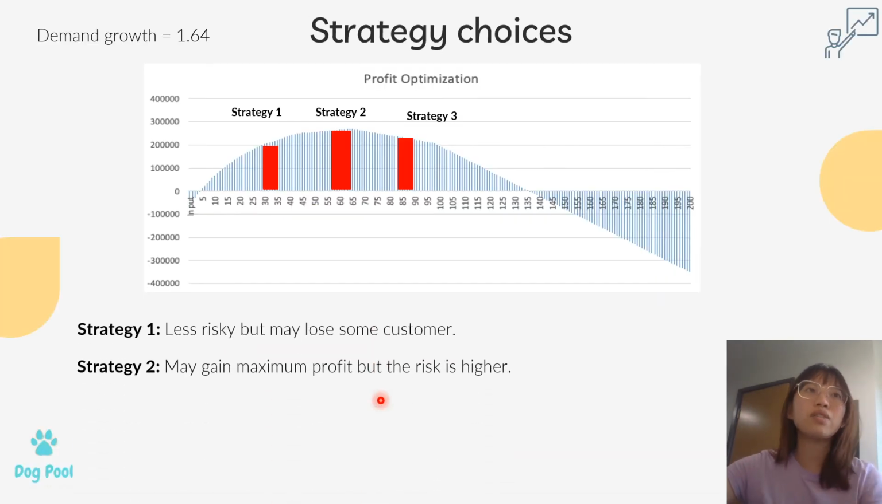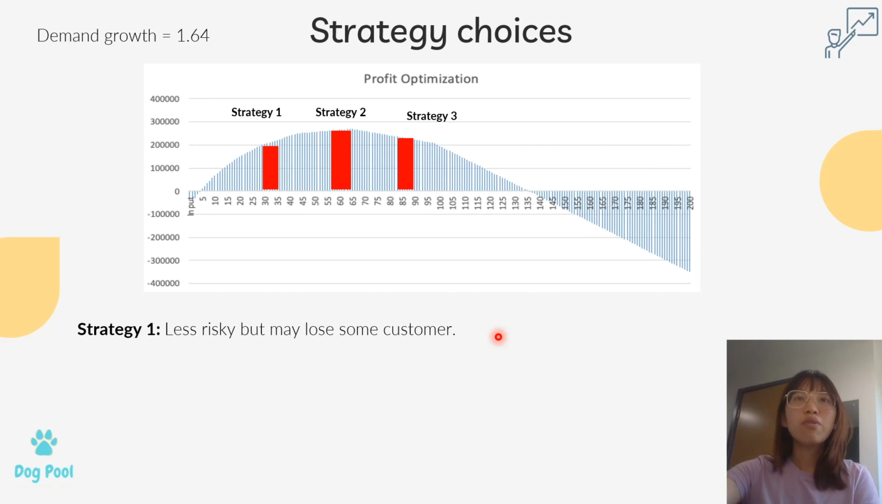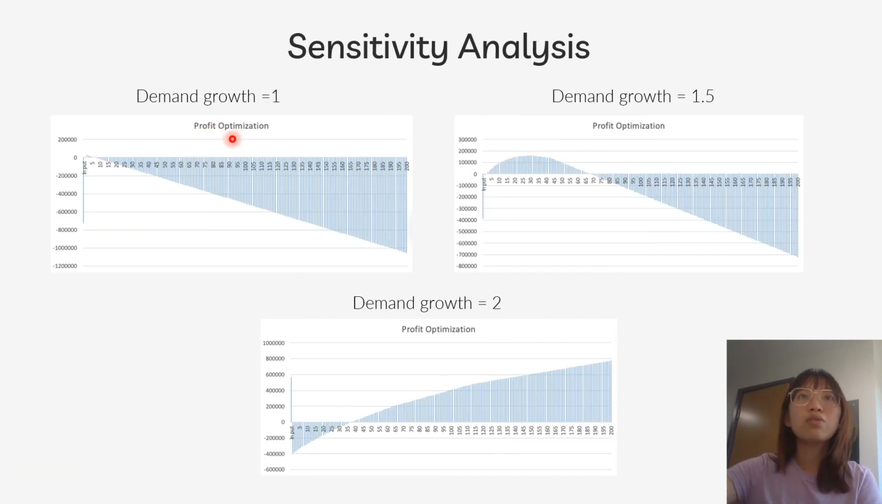The second strategy is to run 45 to 80 servers. If the demand growth is stable around 1.64, we may gain maximum profit adopting this strategy. It is riskier compared to strategy 1 when the demand growth rate is low. Then strategy 3 is to run more than 85 servers. This strategy takes the highest risk. It is good for us to expand our customer base, but we may lose a lot of money. For example, if we rent 100 servers, we can lose £500,000 when the demand growth is only 1.